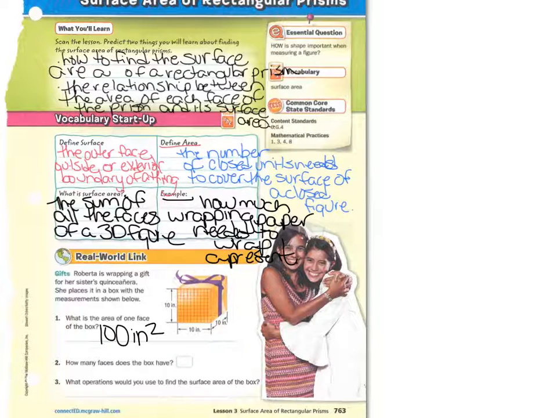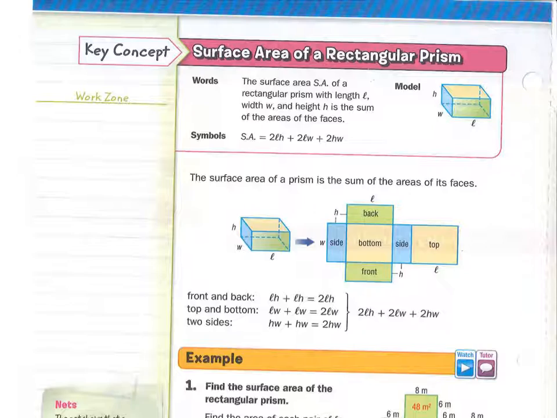How many faces does the box actually have? Well, this is a cube, so it would have 6 faces. You can see that 1, 2, 3. There'd be one back here, one over here, and one below. What operations would you use to find the surface area of the box? Well, you would have to multiply to get the surface area of each face, and then you would add all of those together. So you would use multiplication and addition. Okay, so the surface area of that present would be 600 square inches. Okay, go ahead and go to your next page, please.